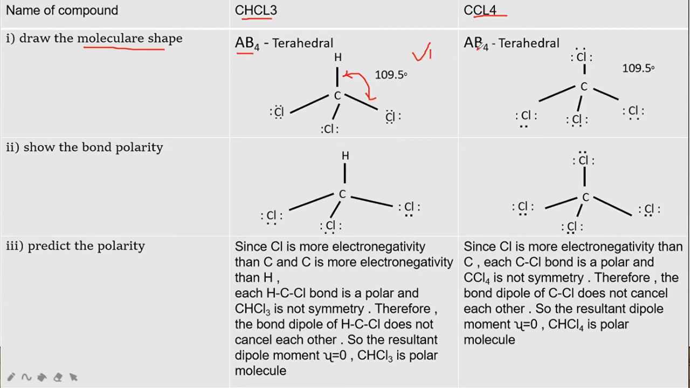And for CCl4, it's also AB4 tetrahedral. This is the shape for tetrahedral, and don't forget to draw the angle, 109.5 degrees. Okay, this is the second mark. So the molecular shape will get 2 marks overall. For the second, show the bond polarity, also 2 marks overall.